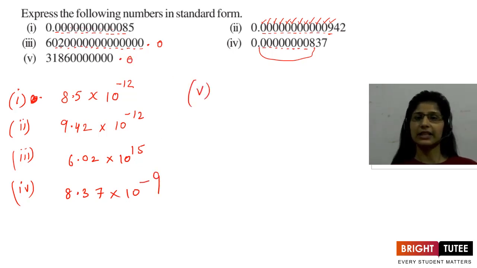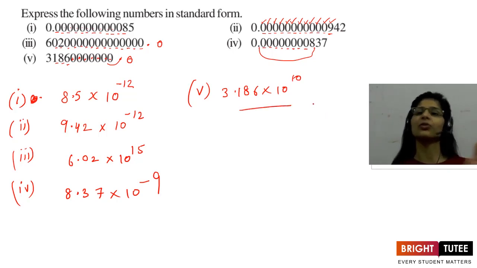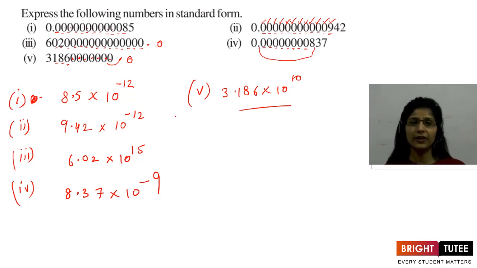This we can consider a 0 here. In this part, just see, 1, then 1, 2, 3, 4, 5, 6, 7, 8, 9, 10. 3.186 into 10 to the power, how many places? 10. Positive, because we are moving towards the left side. Clear? We will now move to the next question.